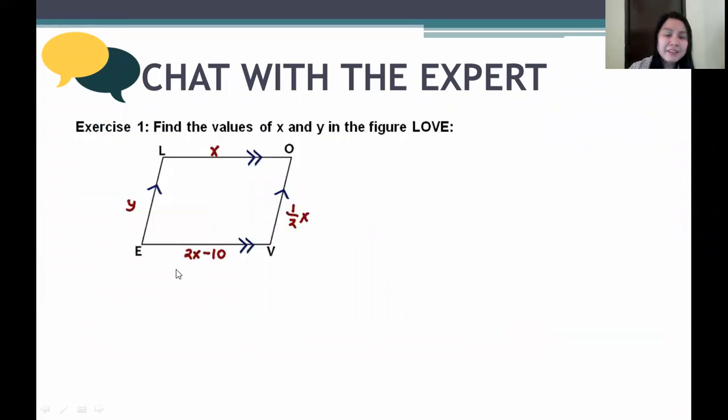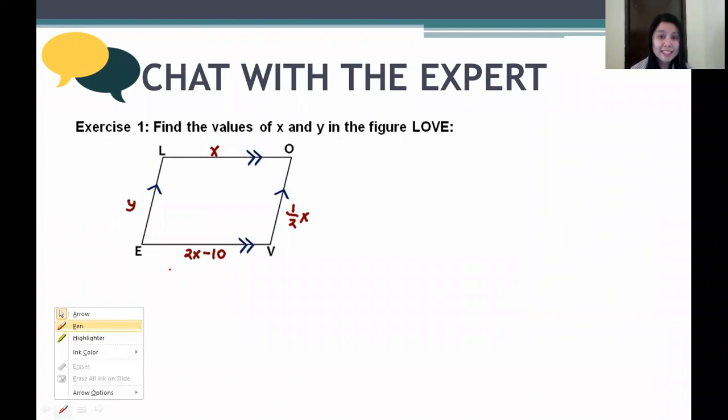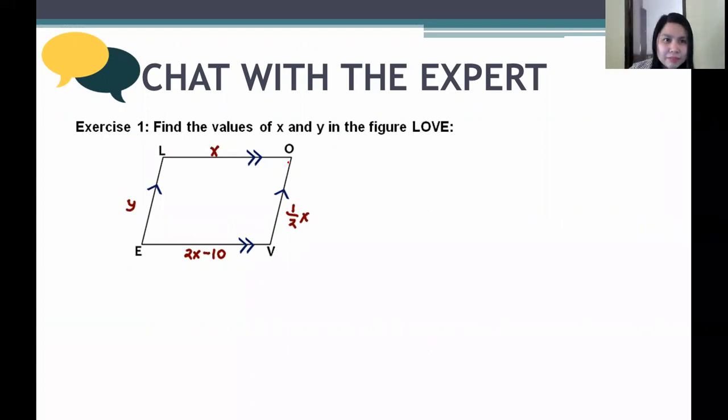Now, let us have this exercise. Let's find the values of x and y in the figure. Now, example.